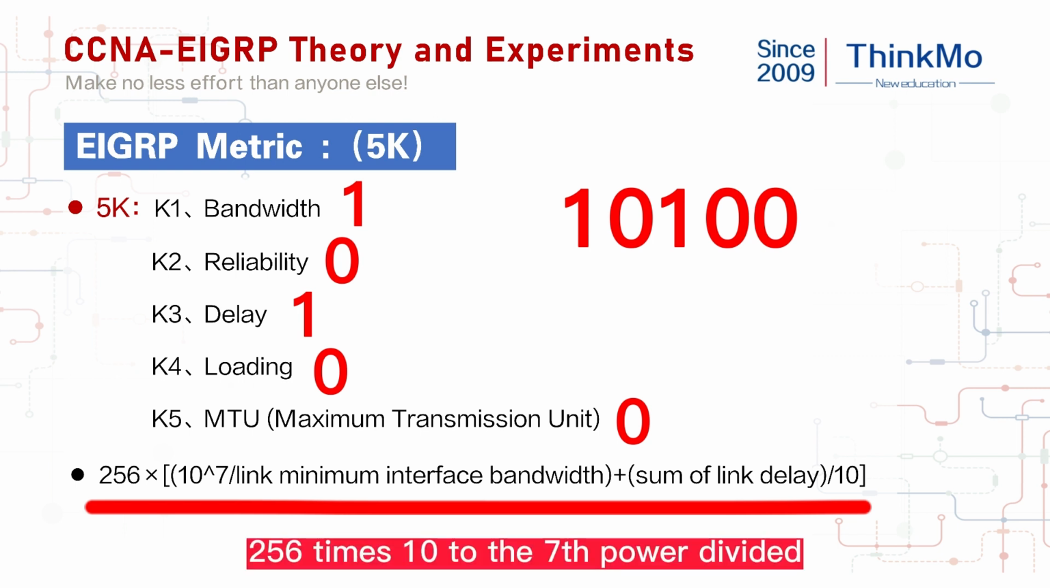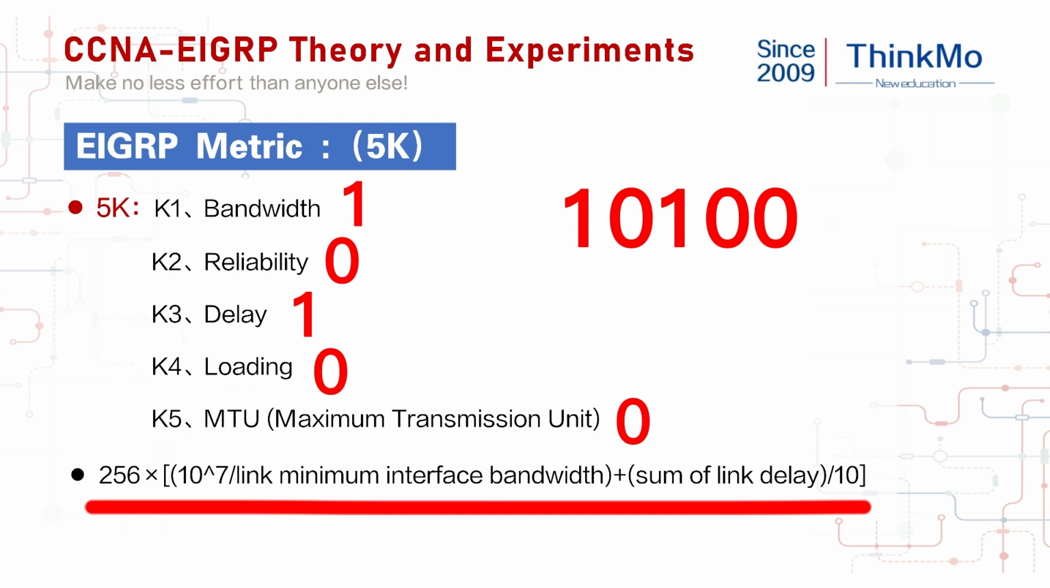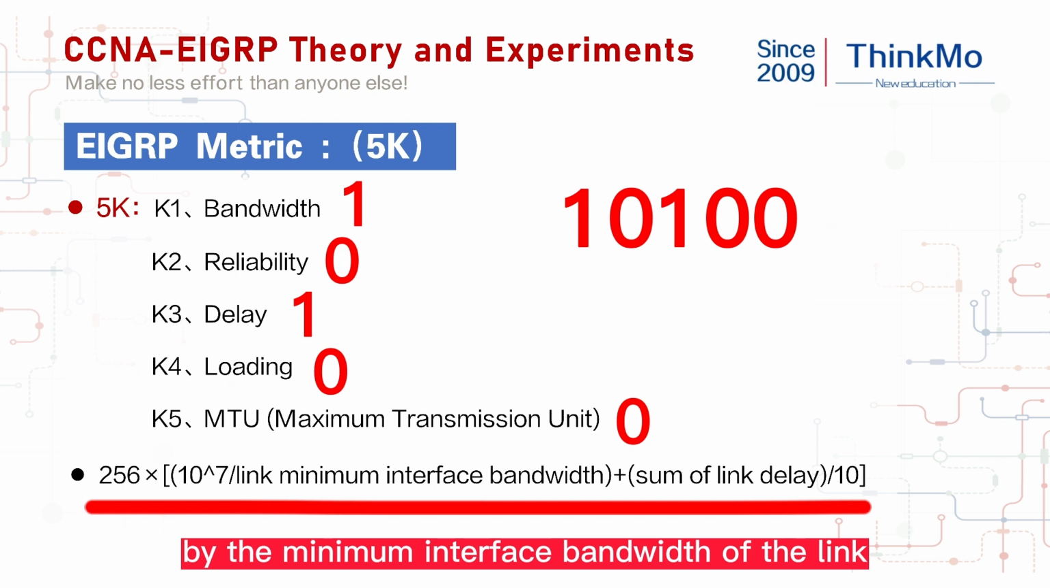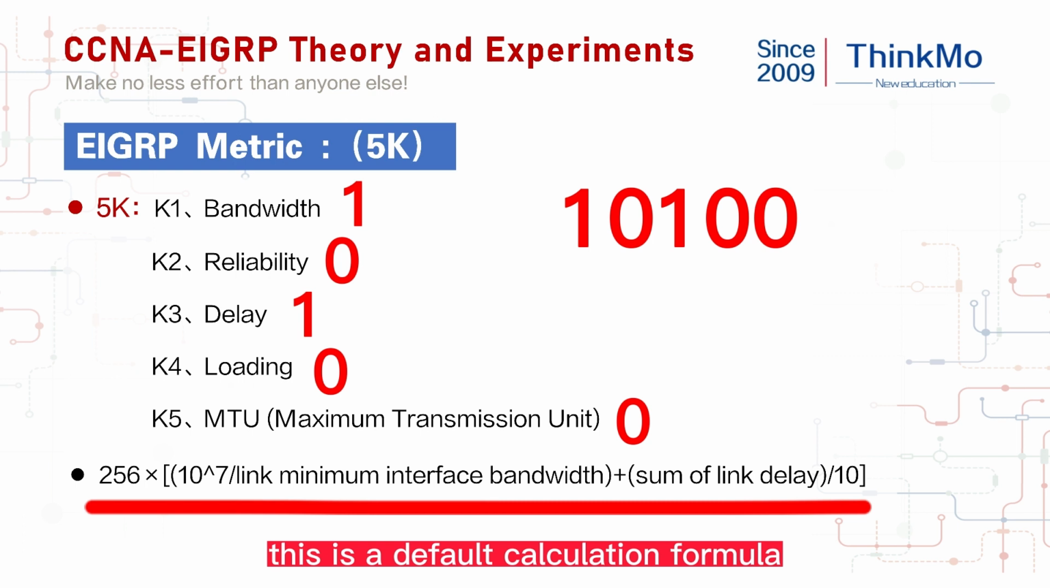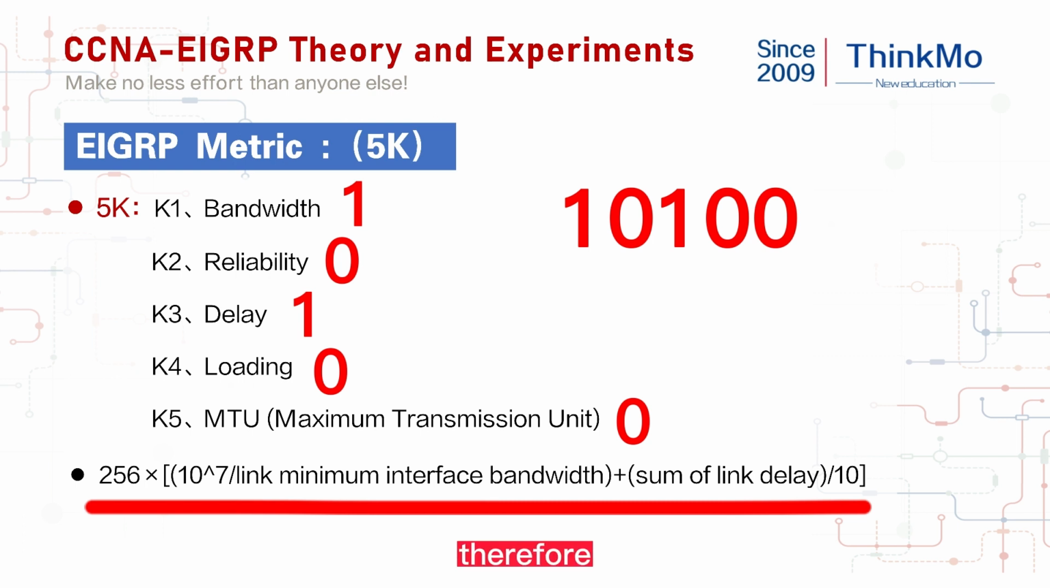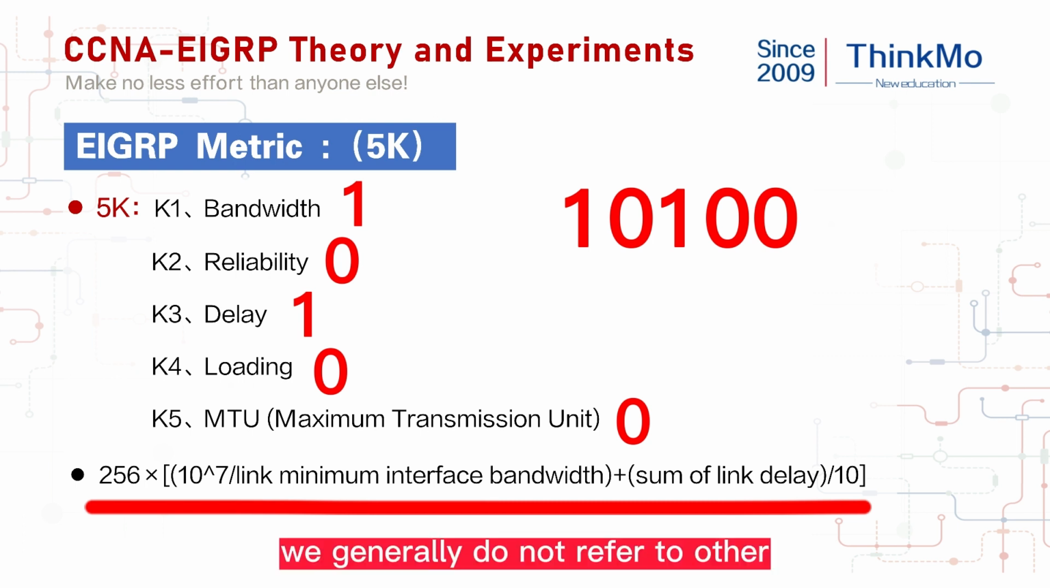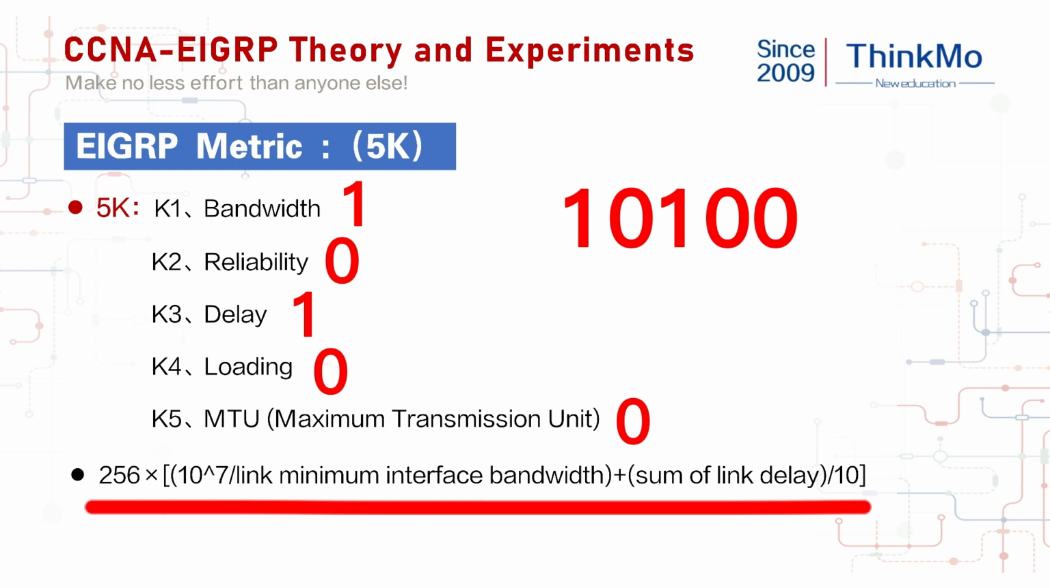256 times 10 to the 7th power divided by the minimum interface bandwidth of the link. Add the sum of link delays and divide by 10. So there are actually only bandwidth and latency in it. This is a default calculation formula. Therefore, we generally do not refer to other values.